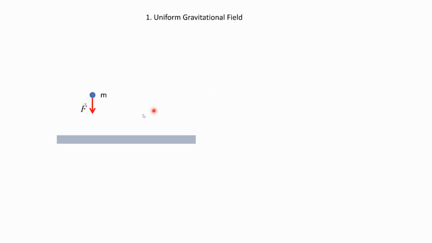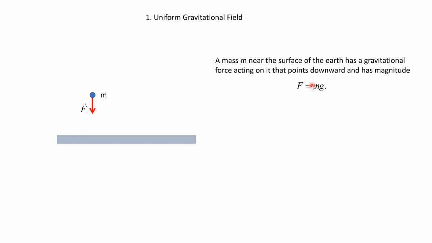So this is like being near the surface of the Earth and having a mass there. So here's the ground. There's a mass. And so there's a force of gravity that acts on the mass. It points downward, and it's got a magnitude mg. Right, so a mass near the surface of the Earth has gravitational force acting on it. That points downward and has magnitude mg. Okay, so you know this from last semester.